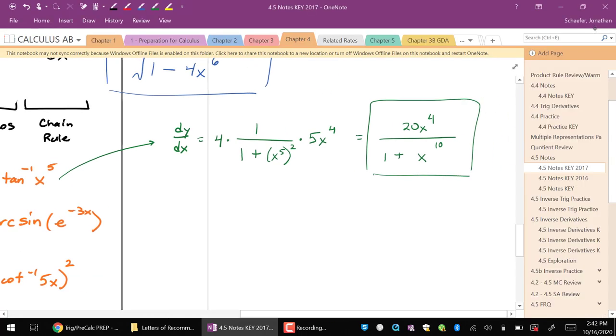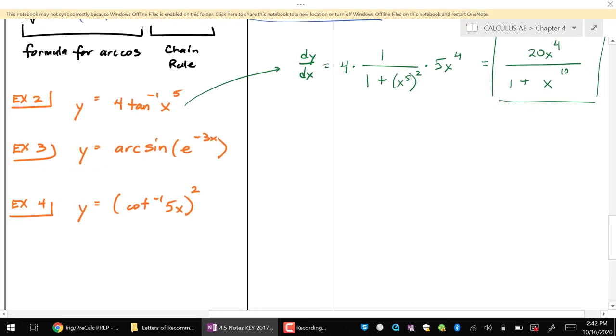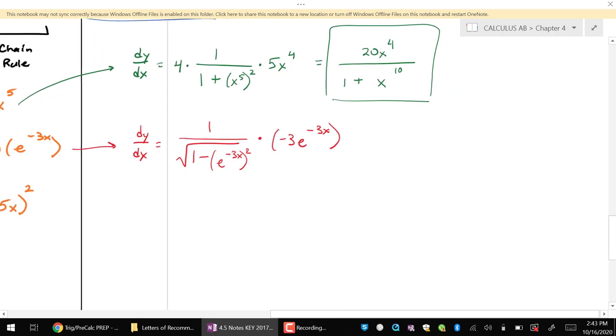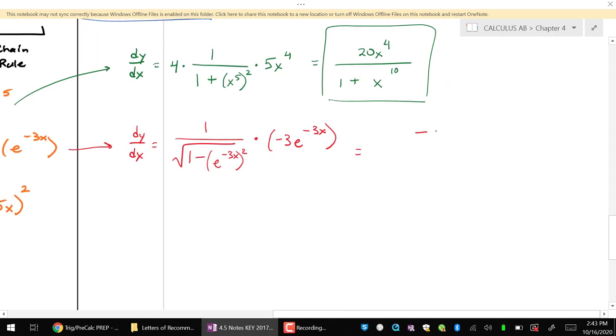Next one is another arcsine. Let's try that. What is the derivative of arcsine of e to the negative 3x? So dy dx. Well, derivative of arcsine, that's going to become 1 over the square root of 1 minus argument squared times the derivative of the argument, which will become negative 3e to the negative 3x. That's an exponential function in there. And nothing really to clean up here. I would just write that as maybe a single rational expression.